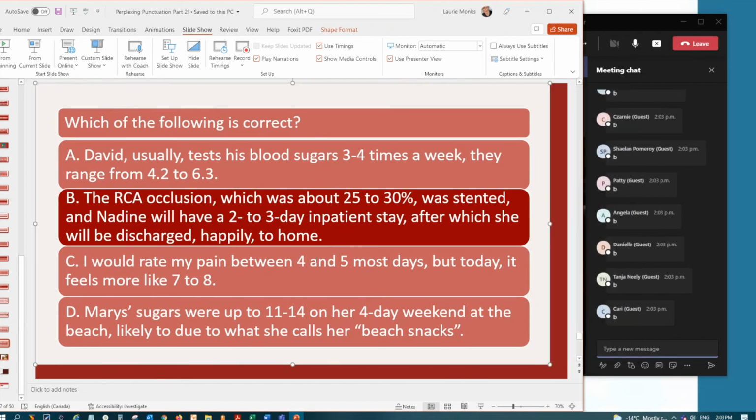I would rate my pain between 4 and 5 most days, but today it feels more like 7 to 8. So yeah, we have a conjunction between 2 complete sentences. That's right. But the introductory element to the second clause is short and it answers when, so there should not be a comma after today. Mary's sugars, the apostrophe should be after Mary and before the S. And also beach snacks, that period should be inside the quotes.